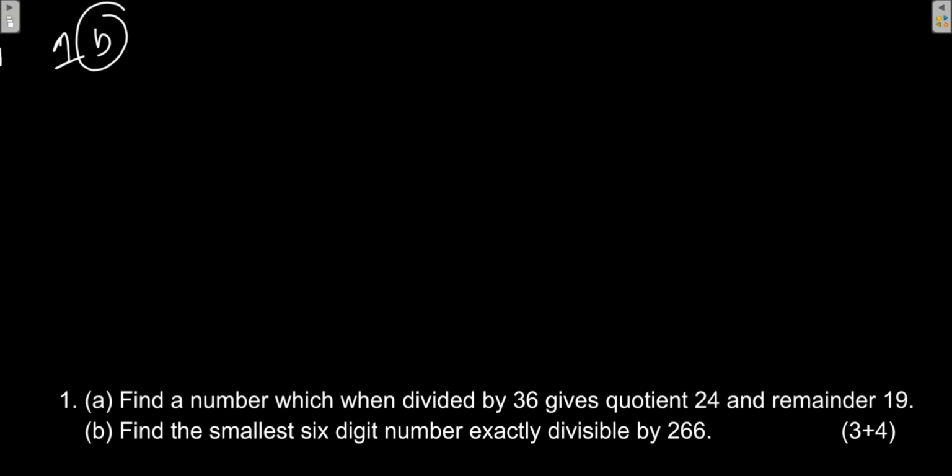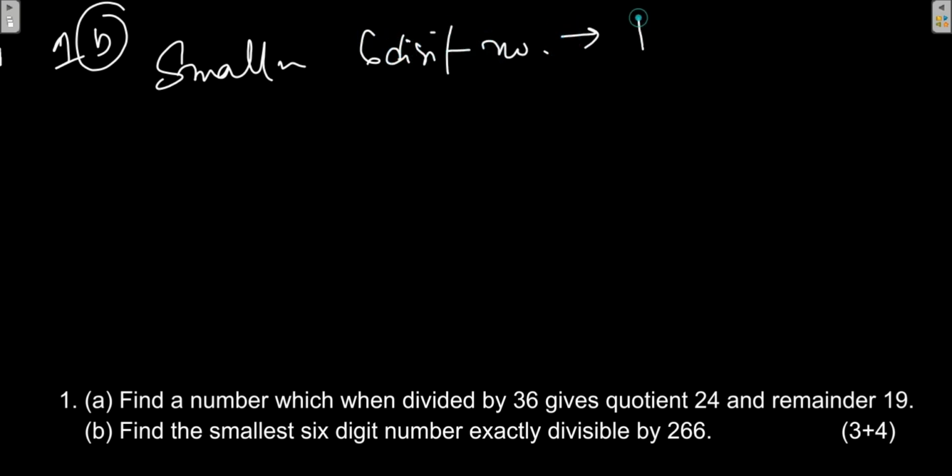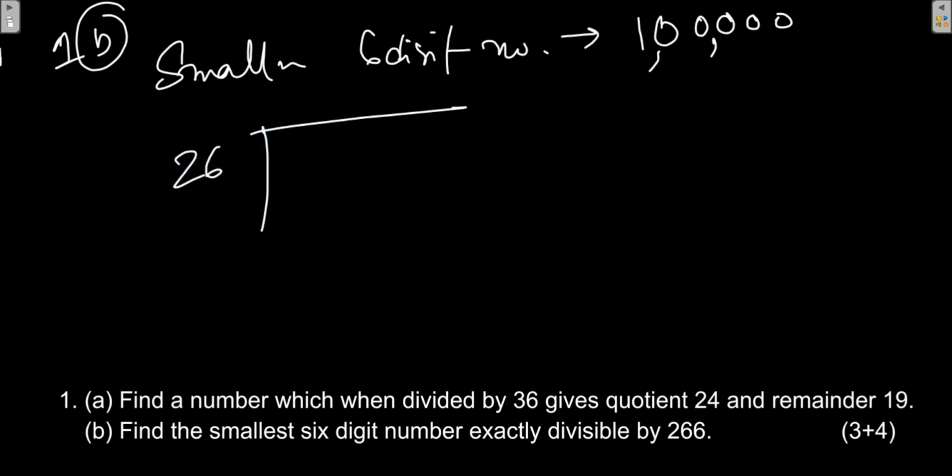In the next sum, that is 1B, it was asked to find the smallest 6-digit number exactly divisible by 266. First of all, the smallest 6-digit number, all of you know, is 1 followed by 5 zeros, 1 lakh actually. So this is the smallest 6-digit number. Now we need to check whether this 1 lakh is divisible by 266.